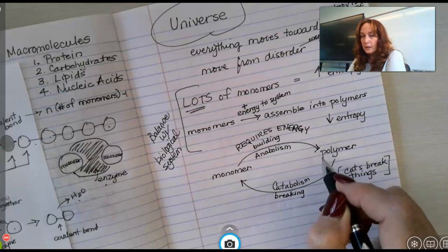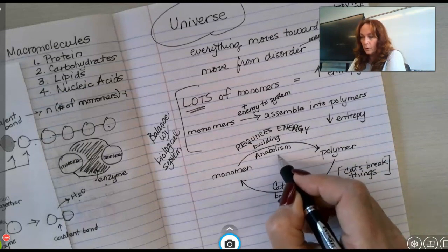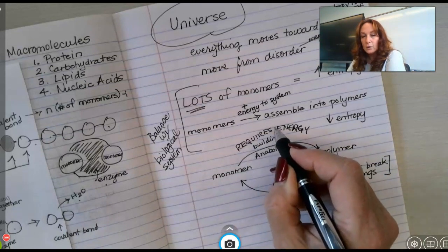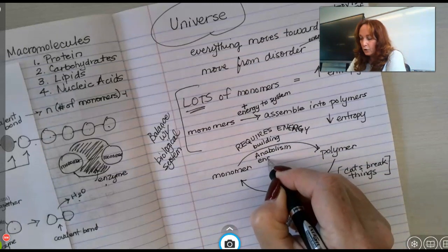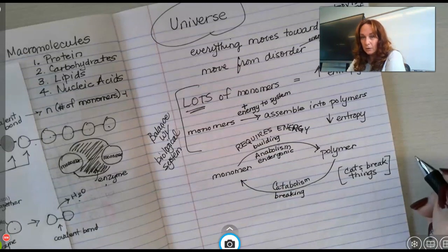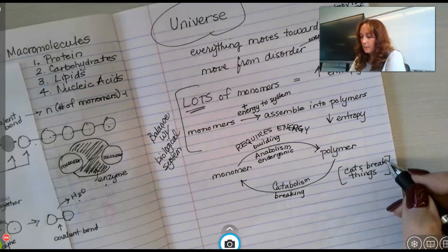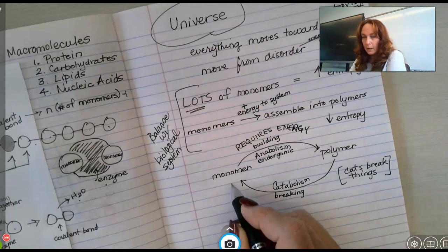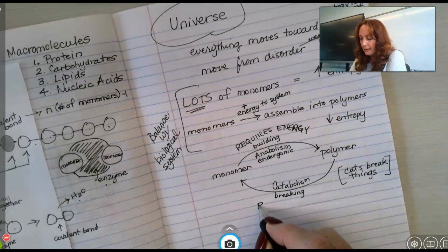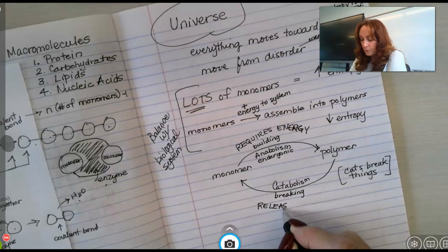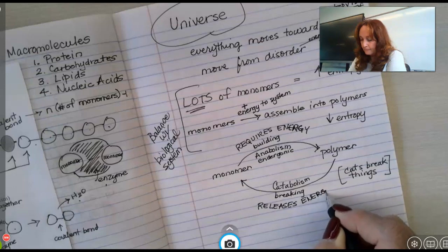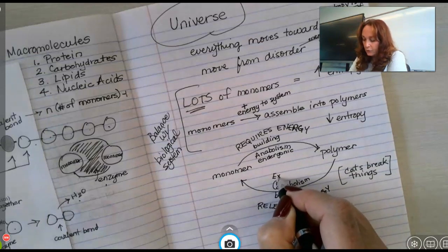Anything that requires energy, these are the words down here that we're going to remember. Building molecules is anabolism. Anything that requires energy is called endergonic. It's going to take energy to make that work. Going from a polymer to a monomer, where you break things, is catabolism. This releases those bond energies, so releases energy, and this is called exergonic.